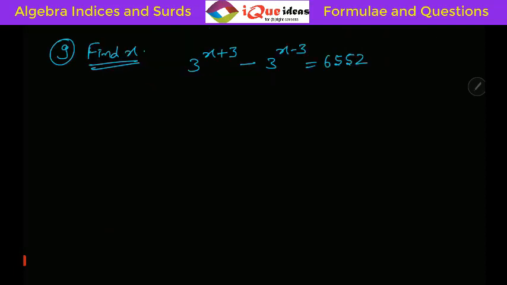Now this again is a very beautiful question. It says find x, 3 raised to the power x plus 3 minus 3 raised to the power x minus 3 equal to 6552. Again there will be multiple methods. So I'll take first method 1. Look at this carefully. Method 1 is based on direct values.